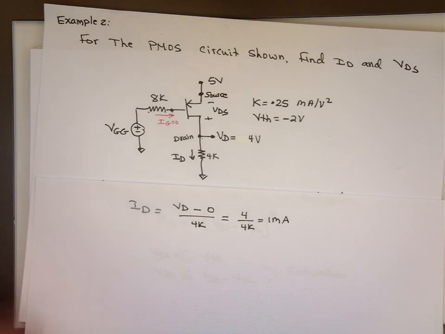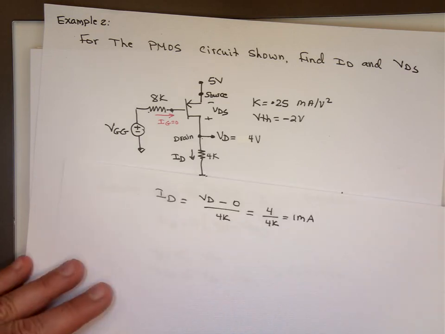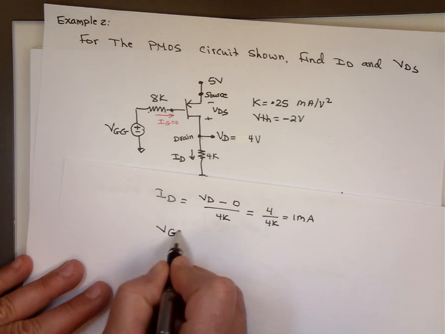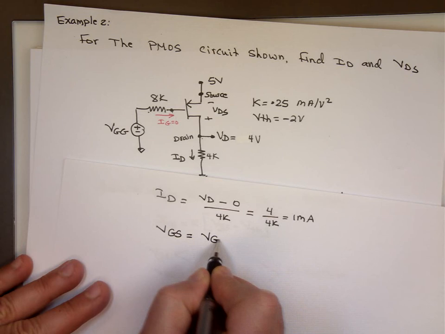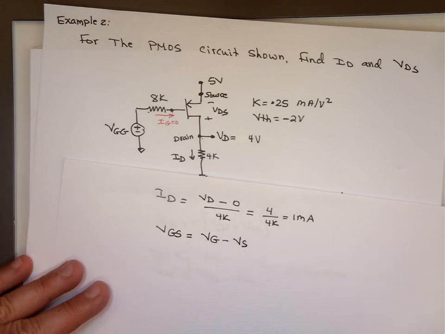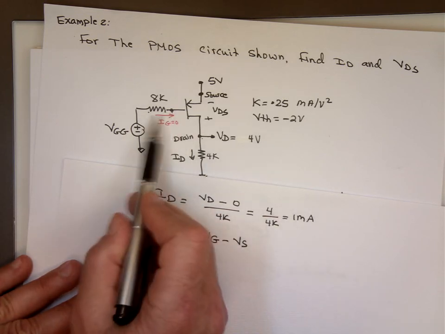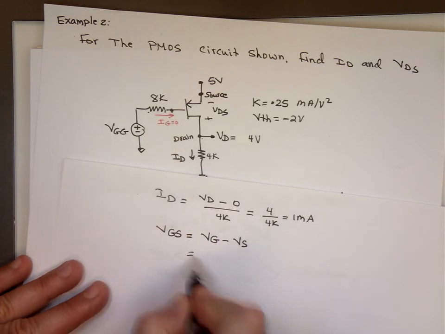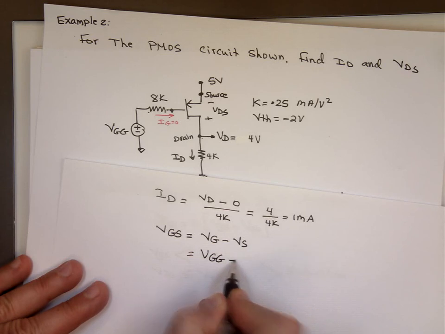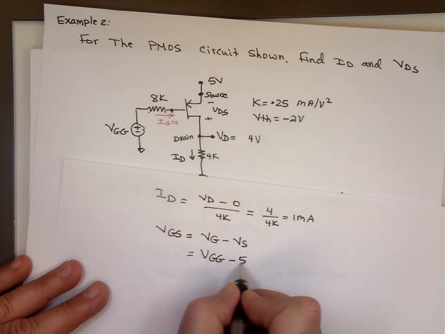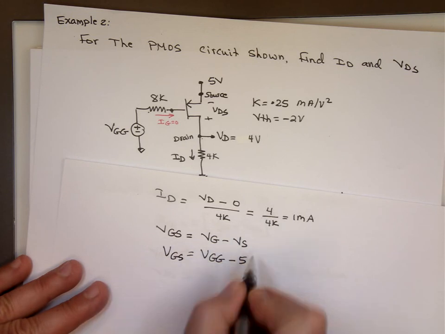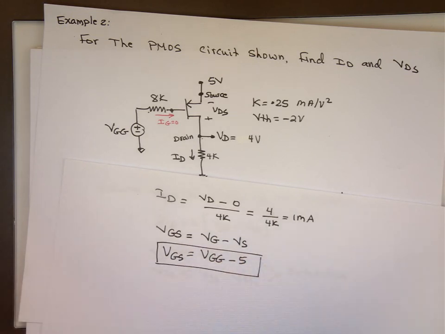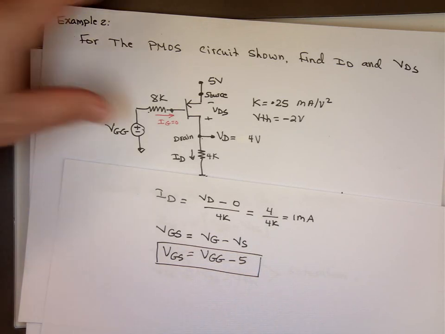I need to know what my VGS is. Well, VGS is VG minus VS: the voltage at the gate minus the voltage at the source. Well, this is my gate, and if there is no current going through that, there is no drop here. So this voltage here is the same as this one. So it's VGG minus the voltage of the source, which is 5 volts. Well, bummer, I don't know what that value is. I need VGS. What else do we know?